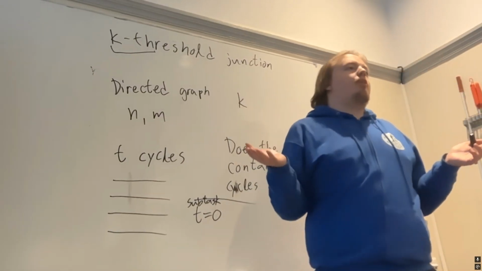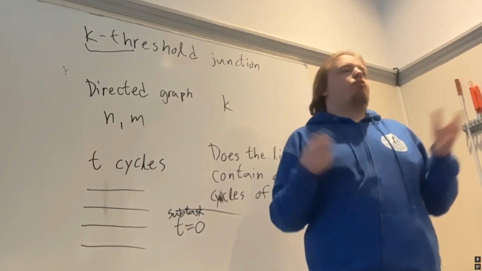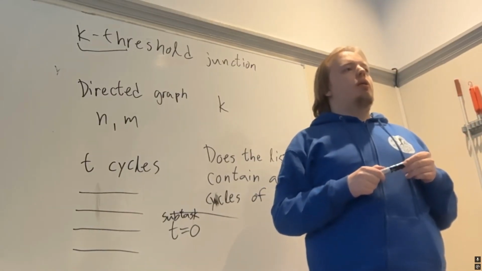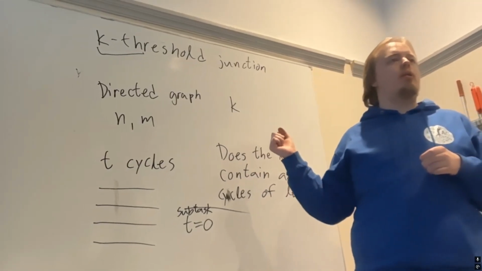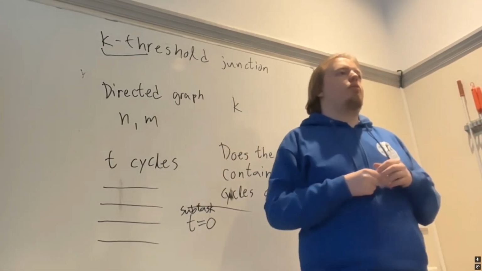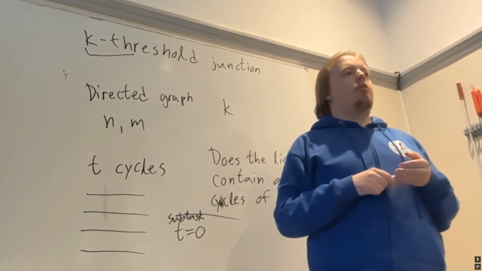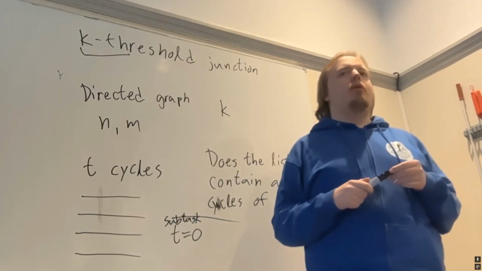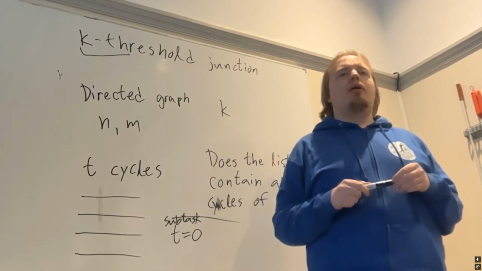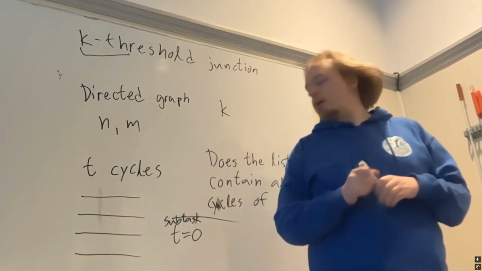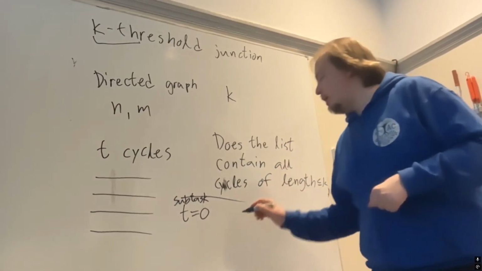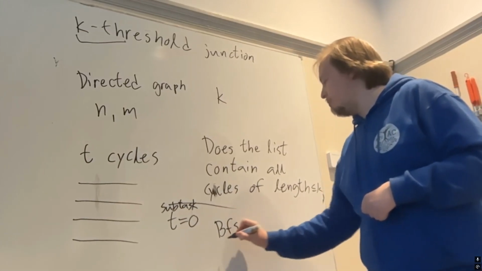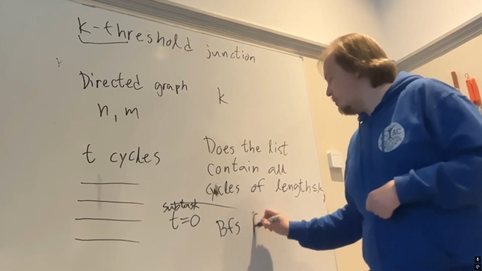How do you solve that? Well, there's a very easy algorithm for this. Just try every node, do a BFS, and see if you can get back to the starting point in less than or equal to K steps. In that case, there was a cycle, and the empty list is incomplete. If you can't get back to the starting point, there wasn't a cycle, and the list is complete. So basically, the subtask T equals 0 is just BFS from every node.